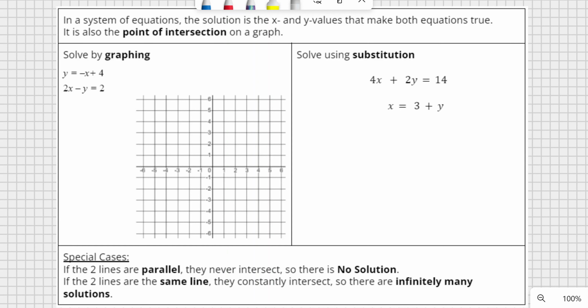These are the video notes for systems of equations. In a system of equations, the solution will be the x and y values that make both equations true. And on a graph, it's the point of intersection, where the two lines meet.